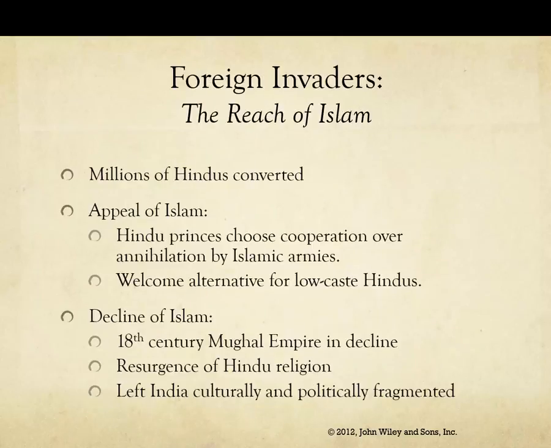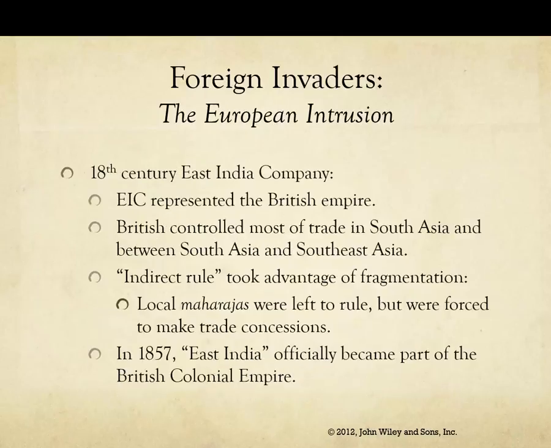Islam spread into this region in the late 10th century, and millions of Hindus converted to Islam, where again it was a welcome alternative for lower caste Hindus. The British dominated trade in the realm in the 18th century, and the East India Company, acting on behalf of the British Empire but mainly focused on economic control, took advantage of political weakness and began their process of indirect rule, which we have already seen in Africa, where local leaders were left in place if they could set up the desired trade arrangements. In 1857, East India officially became a part of the British Empire.